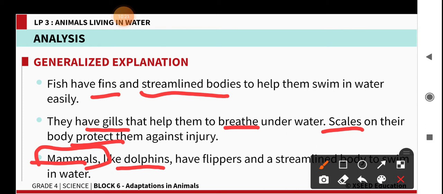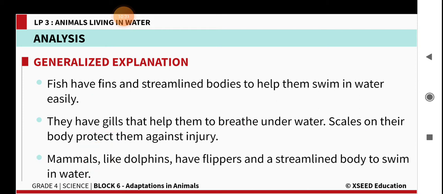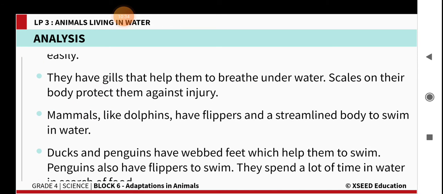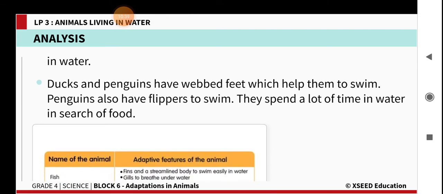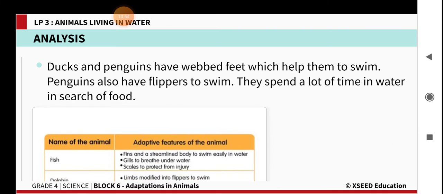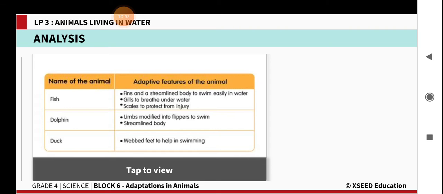So they come to the surface of water and they release the water like a fountain from blowholes. Some holes are present on their head, called blowholes. So these blowholes are helping them to breathe. Dolphins and blue whales have blowholes on their head which help them for breathing. Ducks and penguins have webbed feet which help them to swim, and penguins also have flippers to swim. They spend a lot of time in the water in search of food.